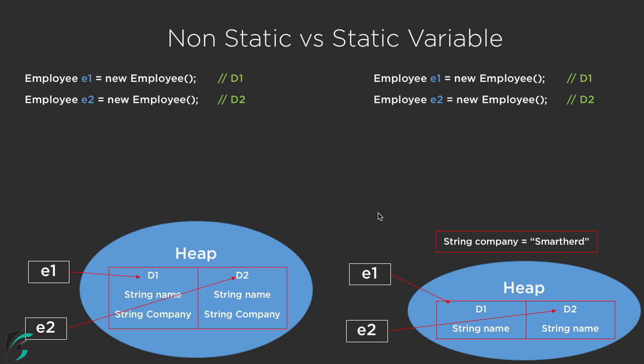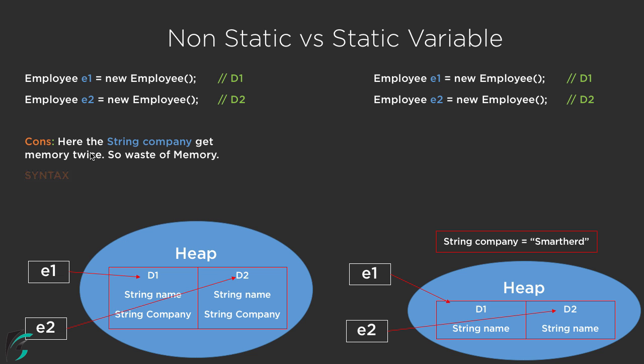So here, what do we have? Here we have the same heap memory with D1 and D2 objects containing name and company, and here as well we have the heap memory of D1 and D2 objects having only string name, with the Smartherd company variable lying outside in the class area. Here I have E1 and E2 objects, and here as well. In the first case, that is in case of a non-static variable, we already know that string company has been allocated memory twice. That is, we are just wasting memory here.